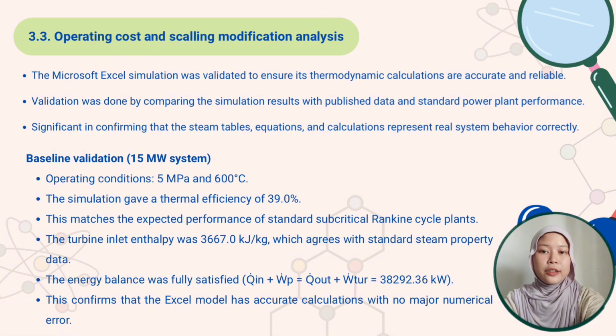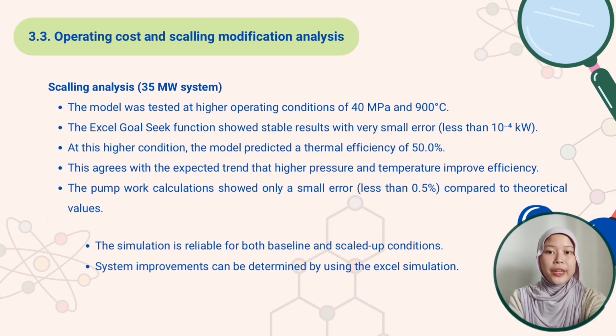In addition, the turbine inlet enthalpy matched published steam property data, and the overall energy balance was fully satisfied. These results confirm that the simulation accurately represents the thermodynamic behavior of a real Rankine cycle system. After validating the baseline model, the same approach was applied to the scaled-up 35 megawatt system. The model was then tested under more extreme operating conditions of 40 megapascals and 900 degrees Celsius. The Excel Goal Seek function successfully converged with a very small numerical error, demonstrating stable and reliable calculations.